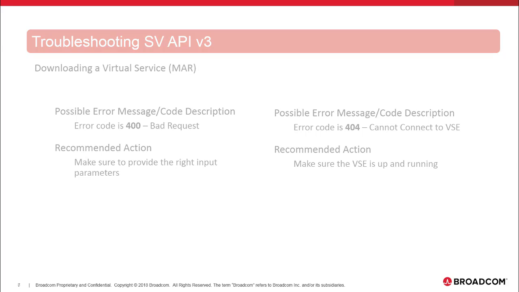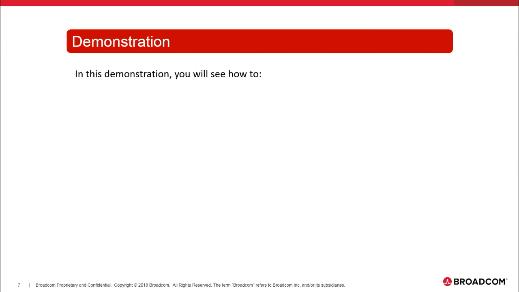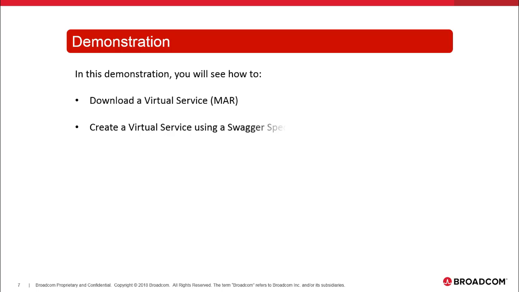So let's look at the demonstration here. Three use cases. First, let's download an existing virtual service by giving its name. Then let's create a virtual service using a Swagger spec, and then update the existing virtual service with data.